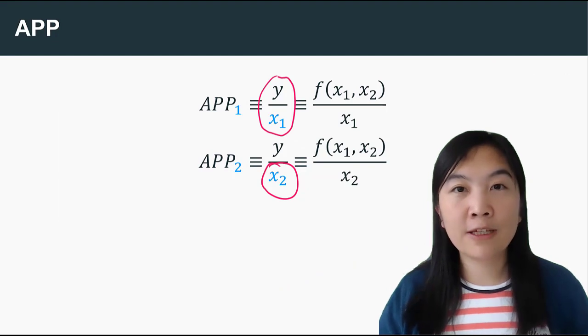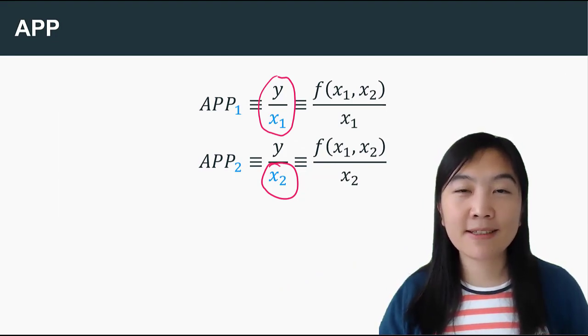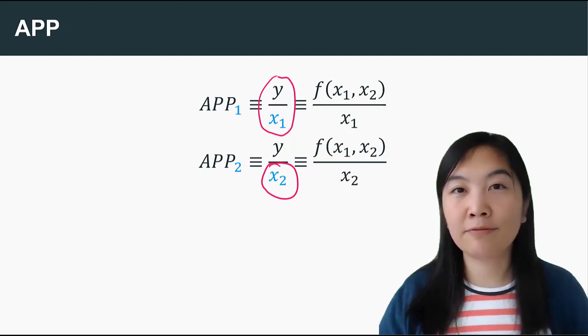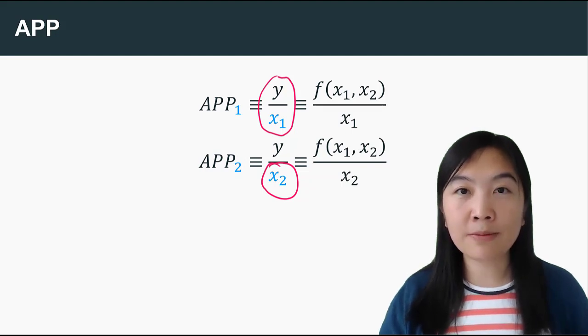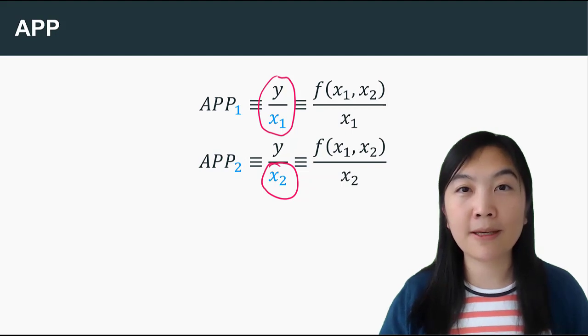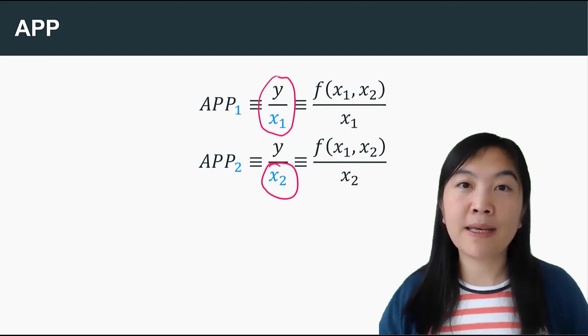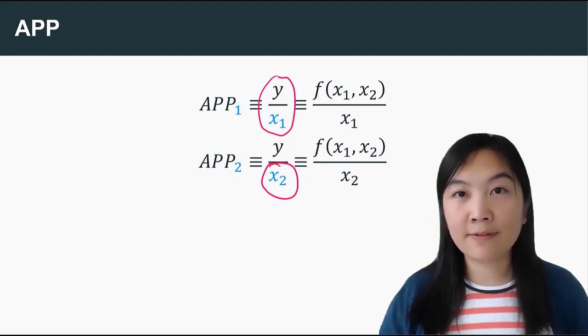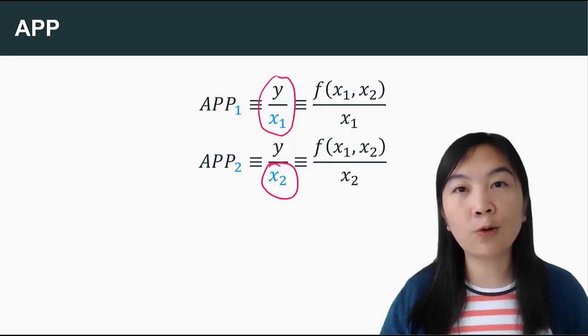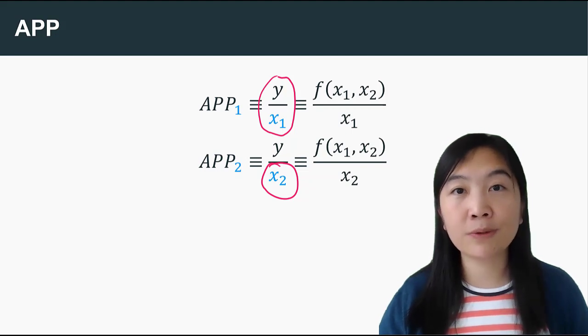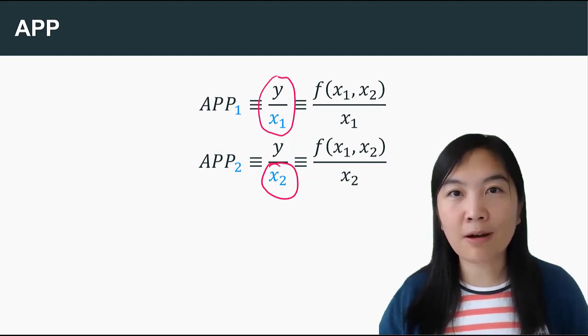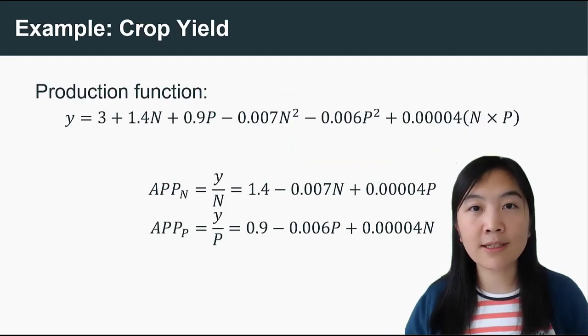Similar to the 1 variable input case, let's start with the APP concept. In the 1 variable input case, we only have 1 APP. However, now if we have 2 variable inputs, then we will end up with 2 APPs. APP1 is defined as the average productivity of input 1, so it's y divided by x1, the output per unit use of x1. What is different from the 1 input case is that this is the average productivity of input 1 if we're holding x2 constant. And similarly for APP2, that is the output per unit use of x2 if we're holding x1 constant. Let's again use an example to illustrate the idea of APP.